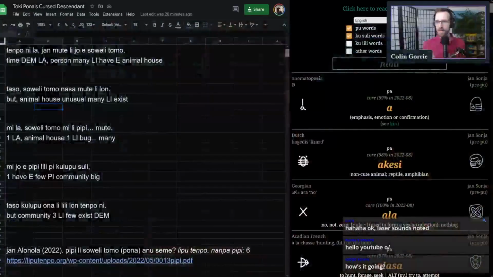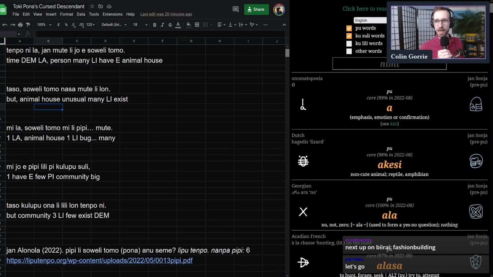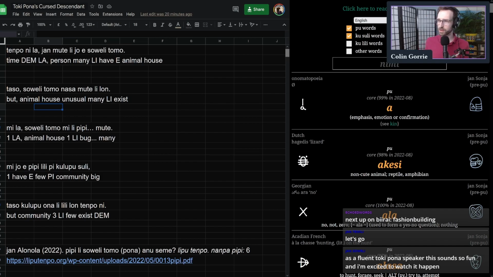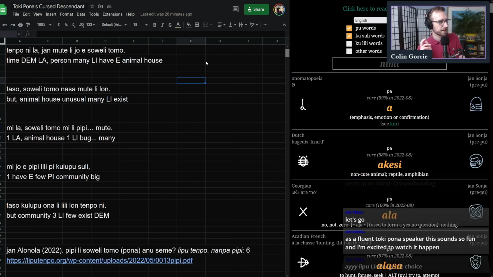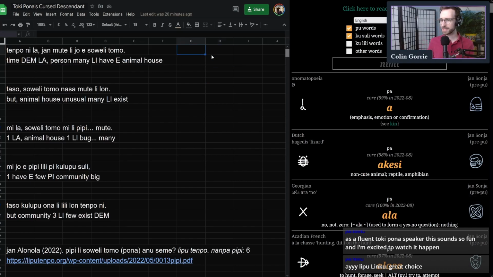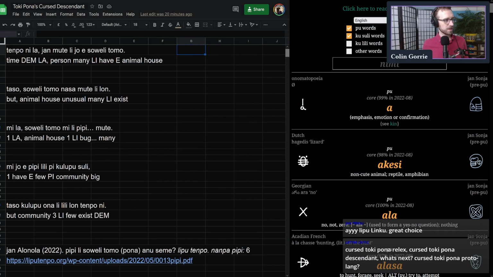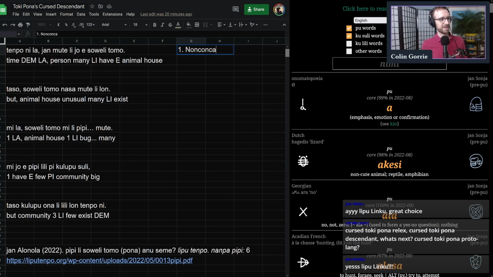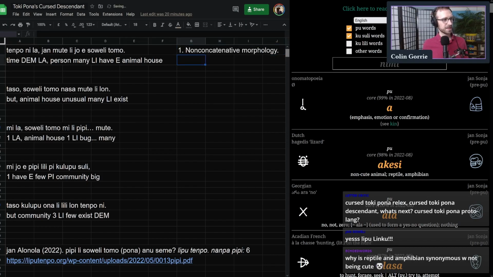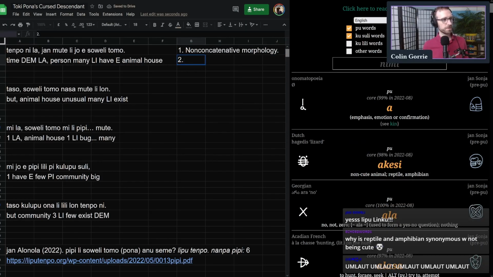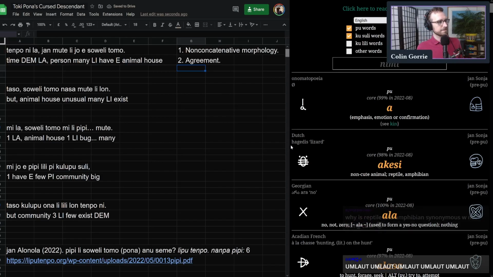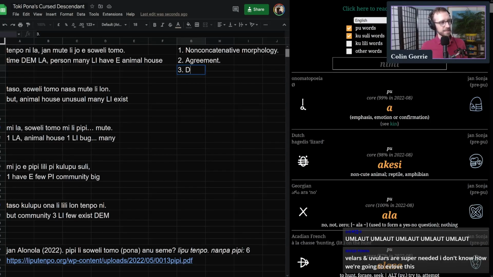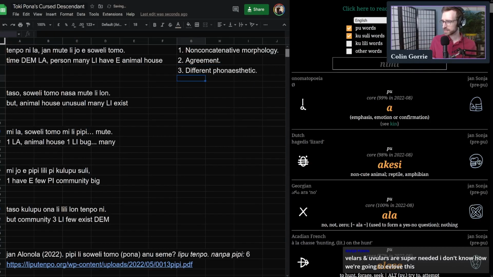I have a little text that I've prepared, just a few sentences that we can use to work on the sound changes. Let's see what we want this descendant language to be like. My wish list for this descendant: number one, I would like non-concatenative morphology, if I can spell it. I think two would be agreement. I'd like to see some agreement morphology going on. And three, a different phonesthetic. So I think these are three cool goals that we can use to guide us over the next 2 hours.